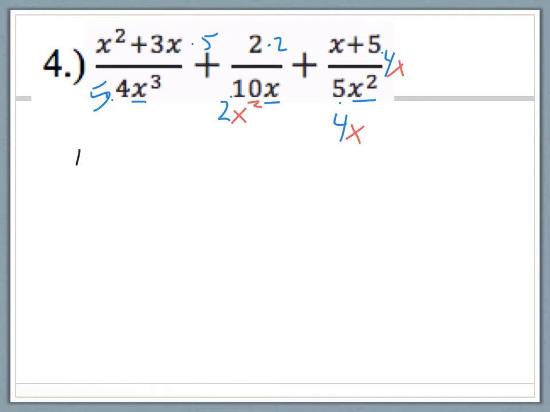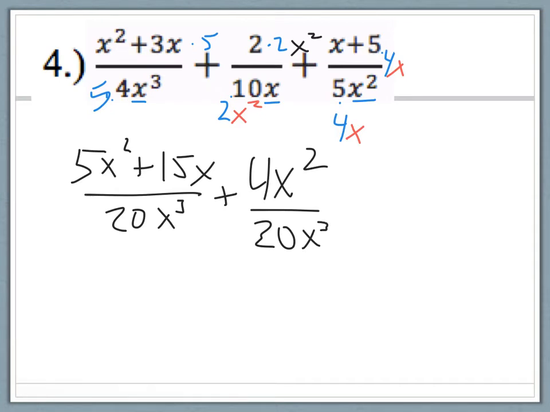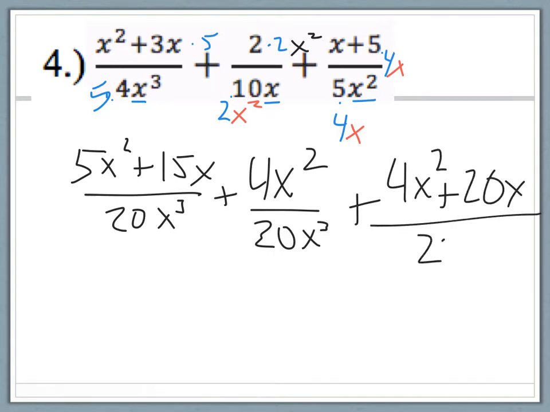I have 5x squared plus 15x all over 20x cubed, plus, I forgot to give this one an x squared, but it's going to be 4x squared all over 20x cubed. And then the last one is going to be plus 4x squared plus 20x all over 20x cubed. Now let's go ahead and combine our like terms.